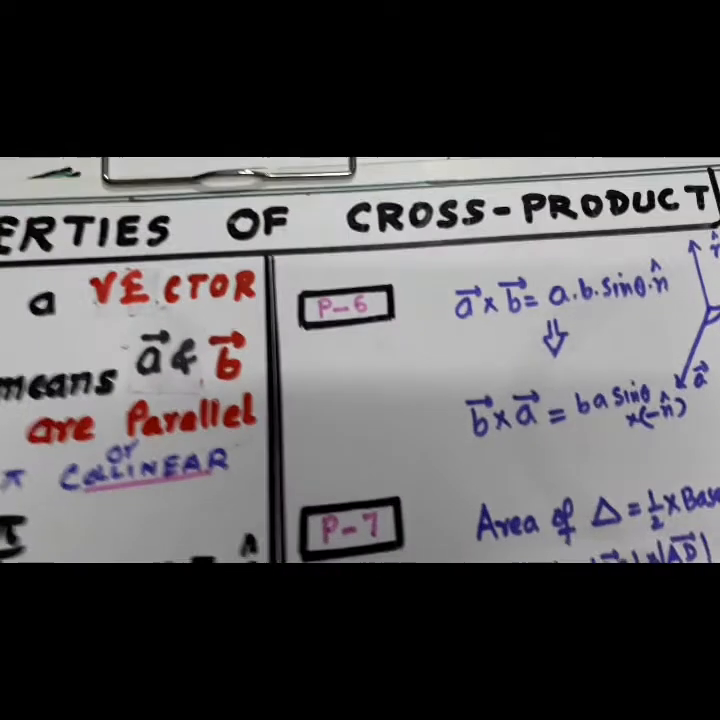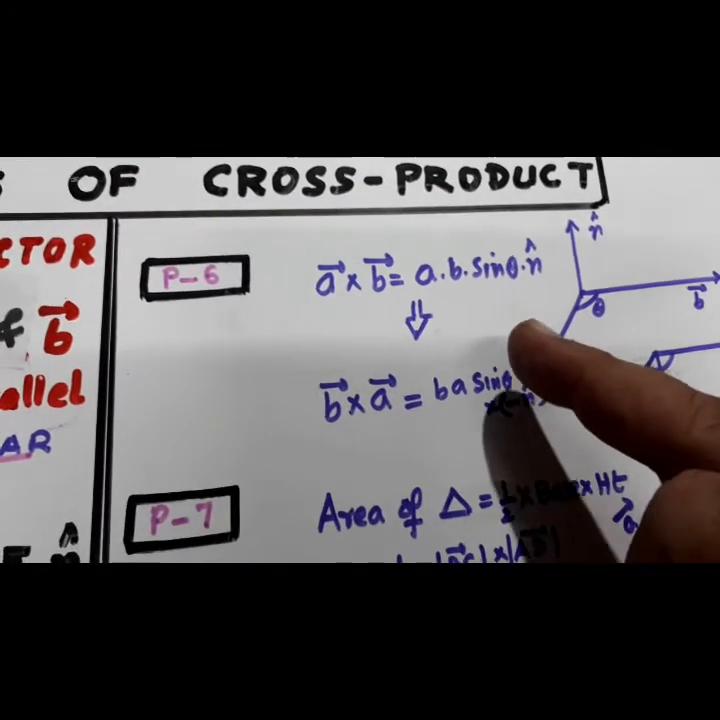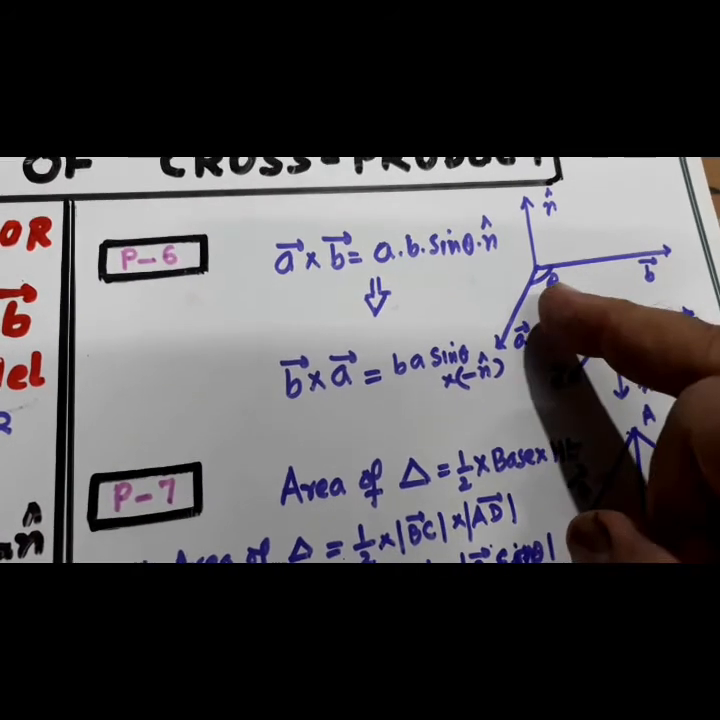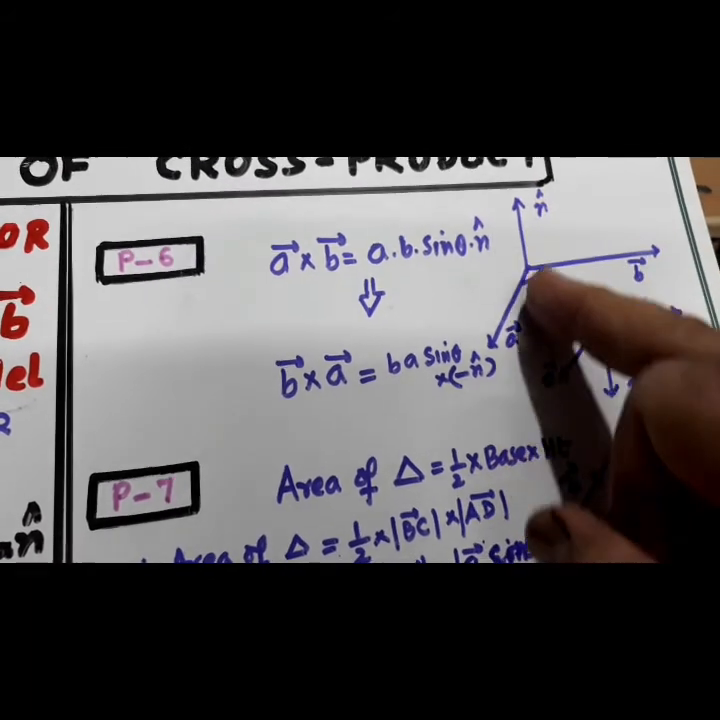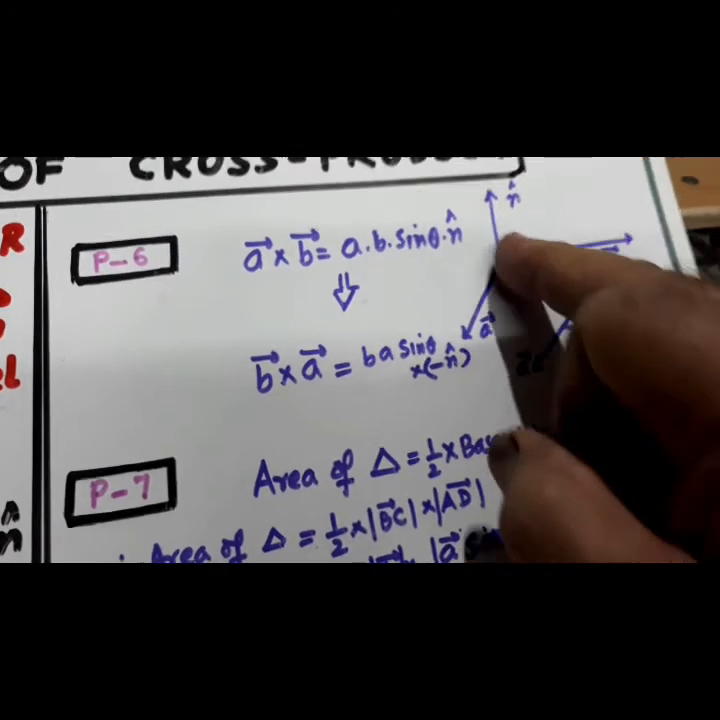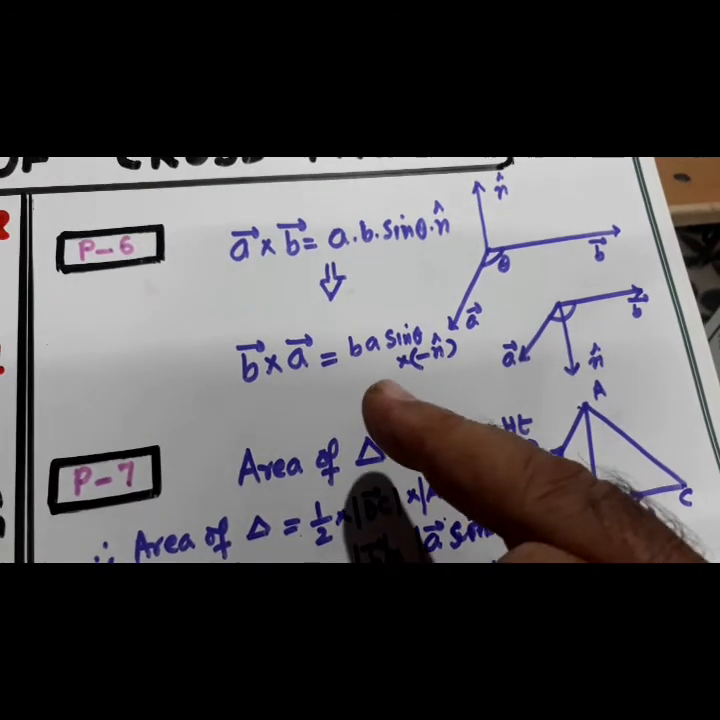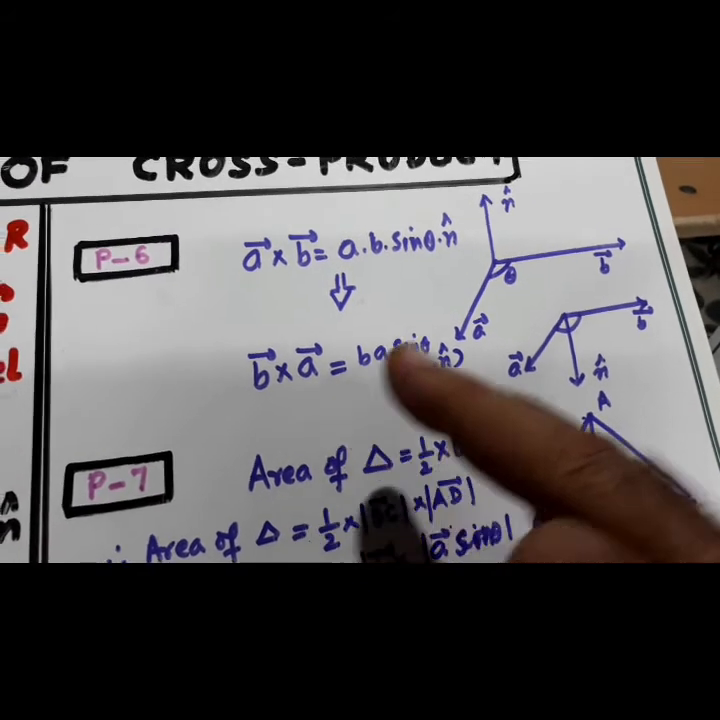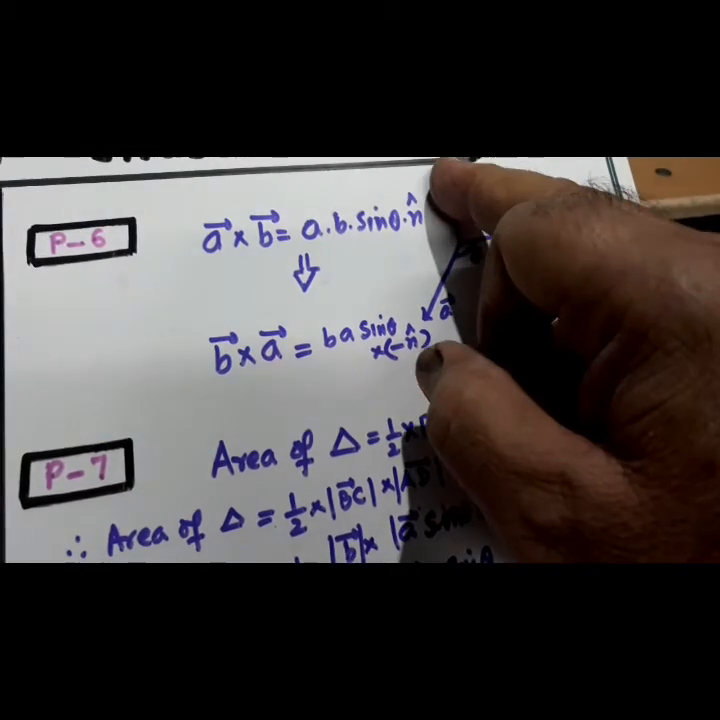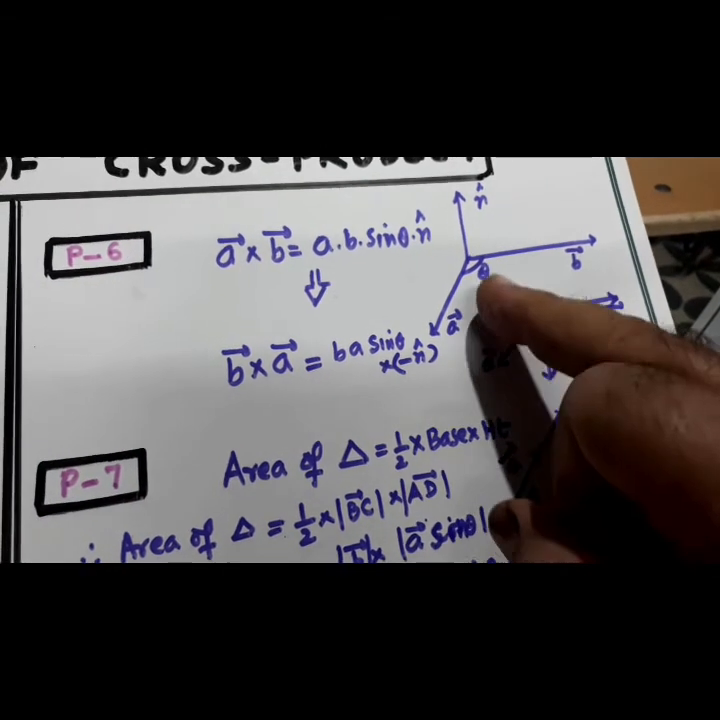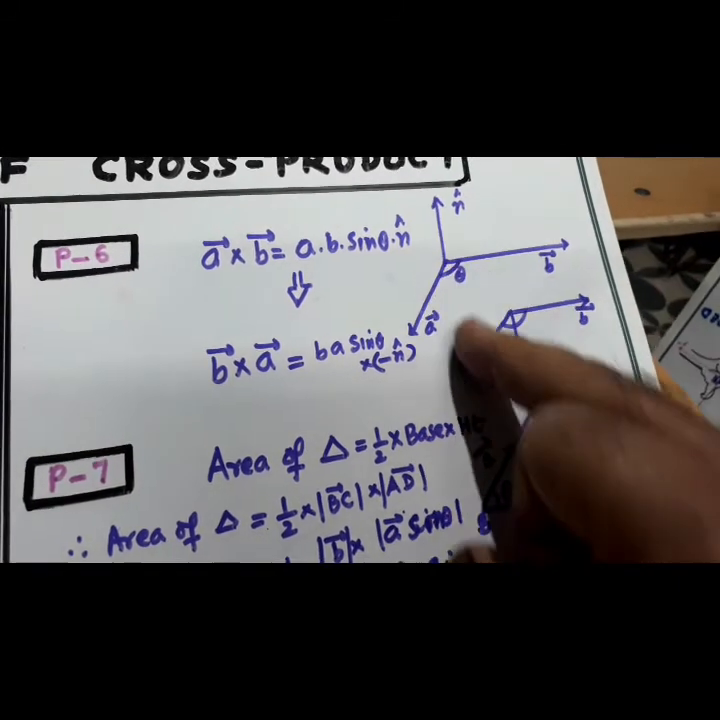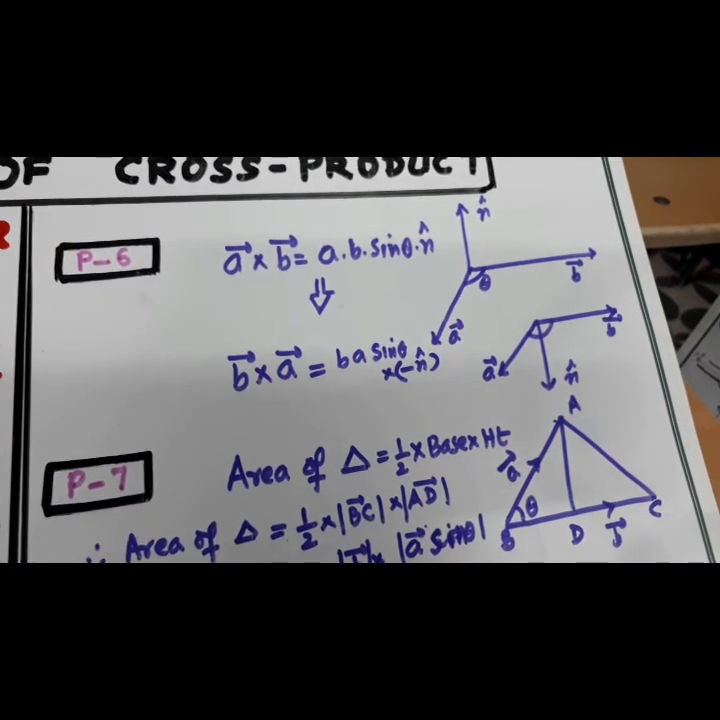Next property is A cross B is equal to AB sin theta n cap. This is A, this is B, angle is theta, and this is n cap. So A cross B का डायरेक्शन ये वाला होता है. A cross B का डायरेक्शन कौन सा है? n cap. Now B cross A क्या होगा? B cross A will be BA sin theta. अब n कैप ऊपर की जगह नीचे की साइड चला जाएगा, तो माइनस का हो जाएगा. डायरेक्शन रिवर्स हो गया है, so it becomes negative.